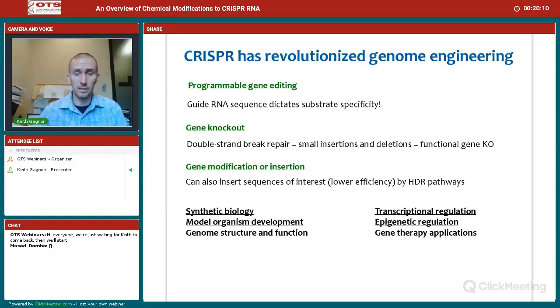So you can do gene knockouts. That's the major thing we call gene editing. You create a double-strand break in your target gene, and you'll get small insertions or deletions during the repair process if it uses non-homologous end joining. This basically constitutes a functional gene knockout. You can also insert sequences specifically. This is a little lower efficiency, but allows you to do more precise genome editing. Listed below are examples where CRISPR is being used: a lot of synthetic biology, model organism development, and clearly therapeutic applications, which is a major goal.